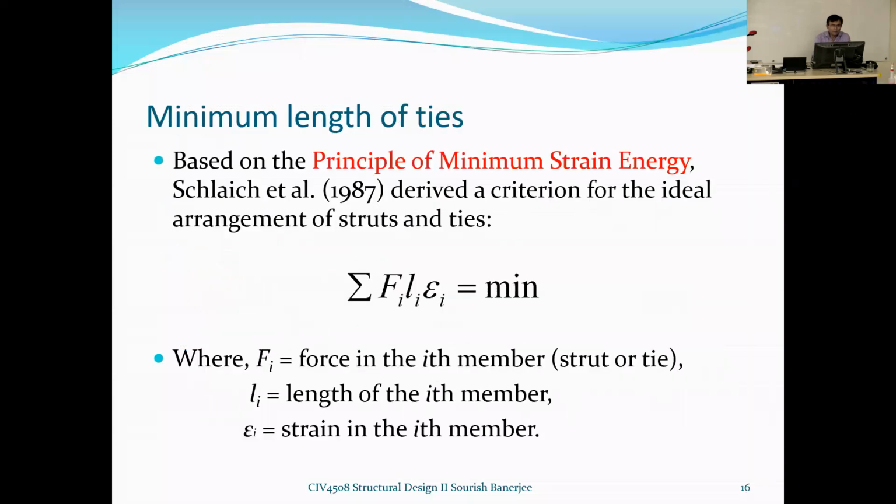Okay. Now, minimum length of ties. Based on the principle of minimum strain energy, Schlaich derived a criterion for the ideal arrangement of struts and ties, and this is given by this, where Fi is the force in the ith member, strut or tie, Li is the length of the ith member, and epsilon i is the strain in the ith member. Now, I am not going into the details of this at this point of time, but feel free to look at it, and if you're interested, let me know.